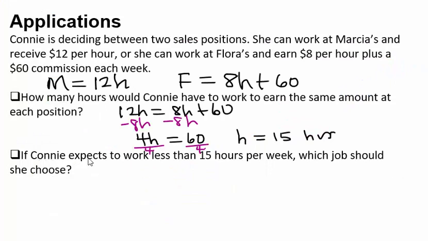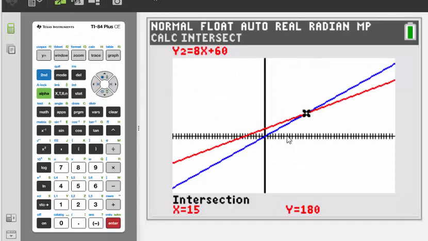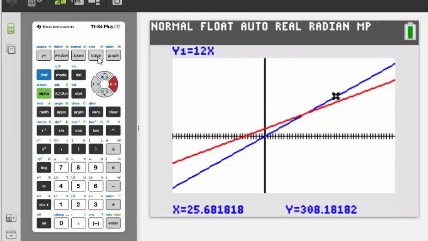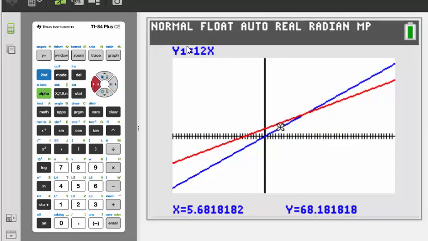And lastly, if Connie expects to work less than 15 hours per week, which job should she choose? So I'm going to go back to my calculator. If I select the trace button and run my cursor along the graph, it will tell me which graph I'm on in this upper left-hand corner. And so Y1, or Marsha's, is my blue line. Less than 15 hours is to the left, so where my cursor is.